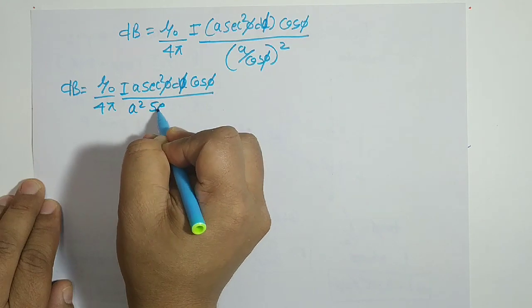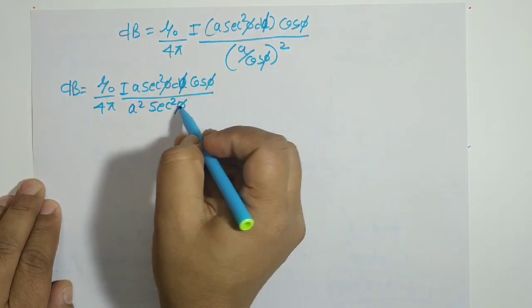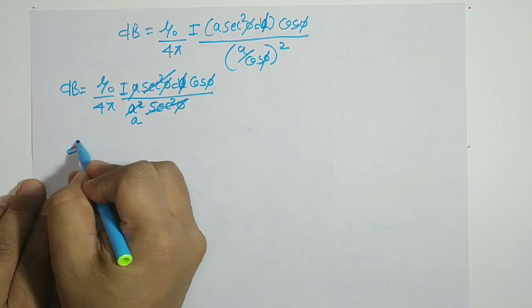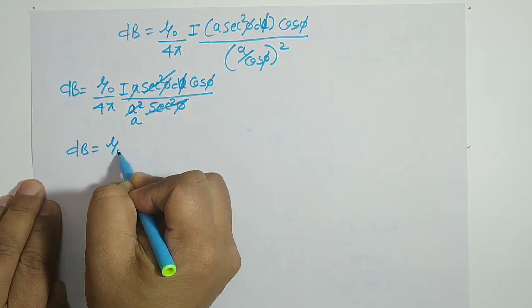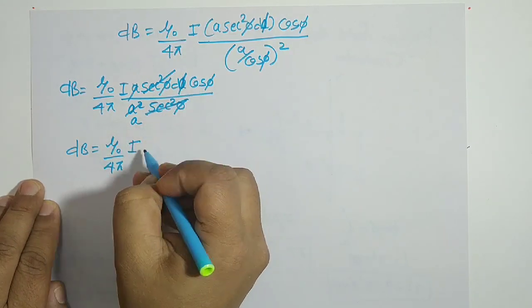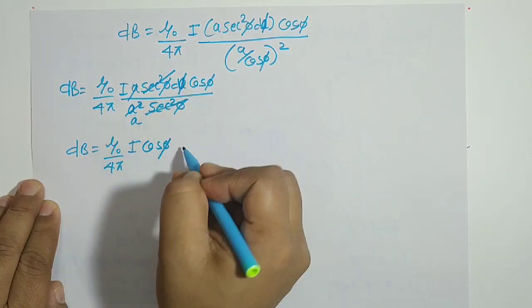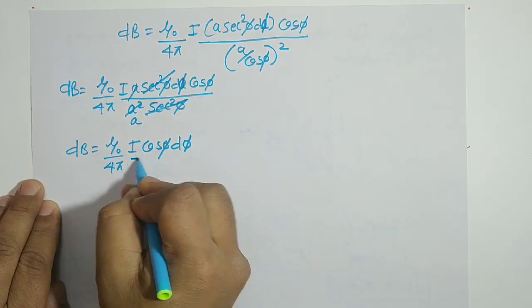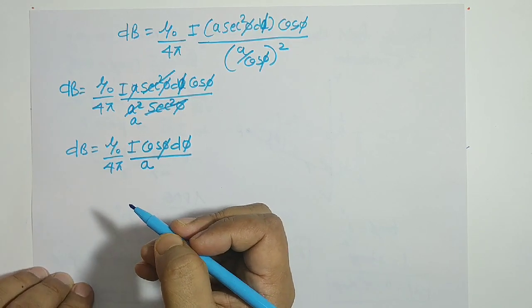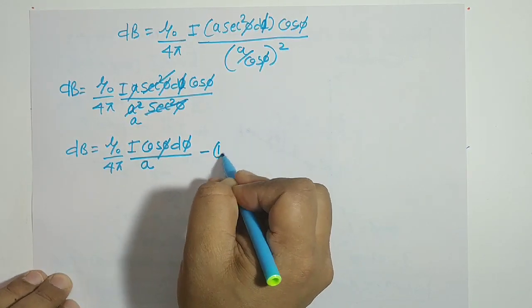A square, sec square phi, because it is reciprocated. Sec square phi goes with A. So finally, what you get is mu naught upon 4 pi I, cos phi d phi, and in the numerator you have A. So this will be the conclusion. Are you getting it? So this is equation 1.